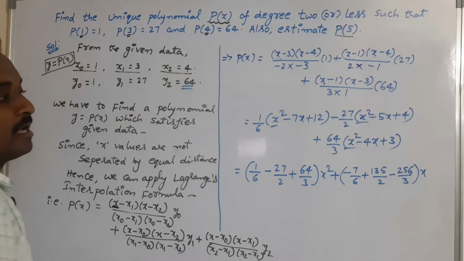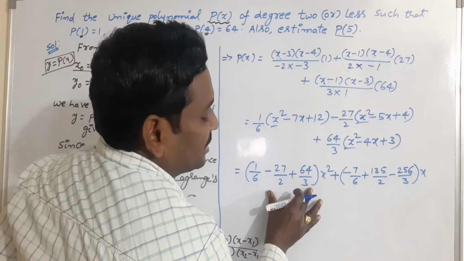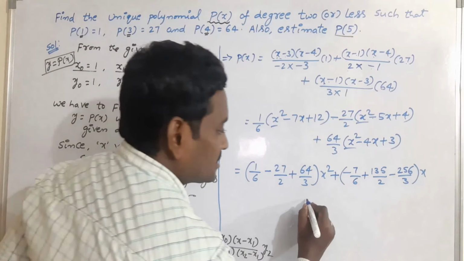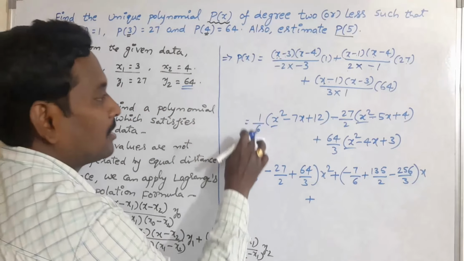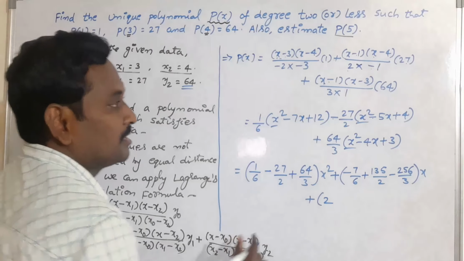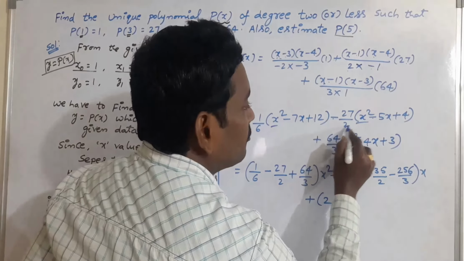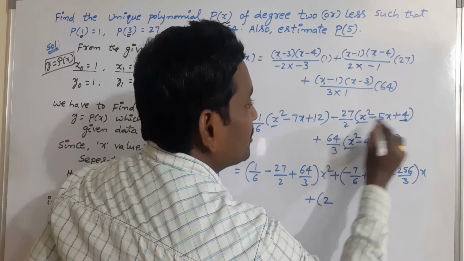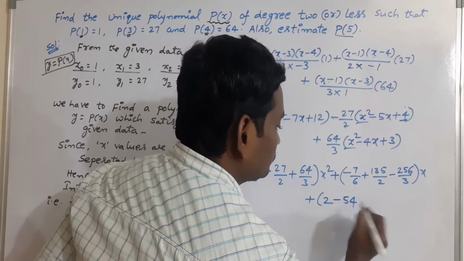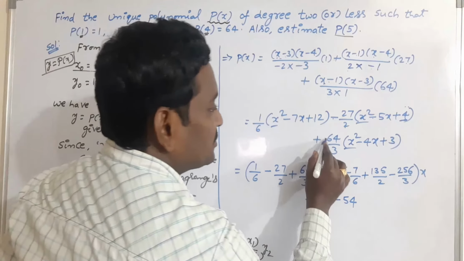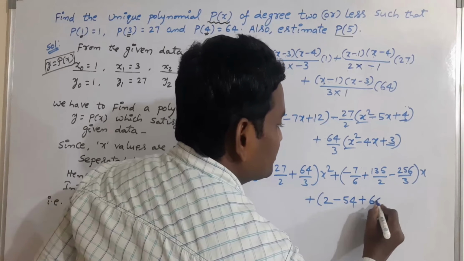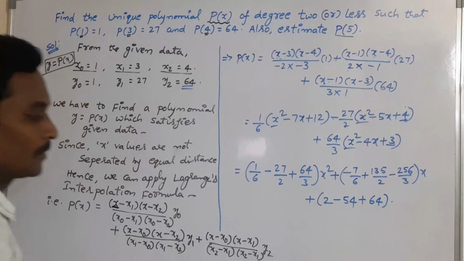You just write the expression in order, x square term, x term, constant, okay, plus count the constant terms. 1 over 6 into 12, it is simply 2, because 12 over 6 is 2, and minus 27 over 2 into 4, so this 2 getting 2 times here, 2 27s are negative 54, and finally 64 over 3 times constant, 3 getting cancelled, simply you will get 64, okay.